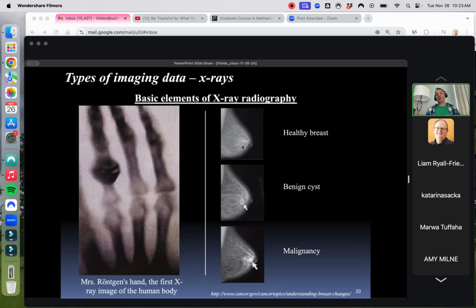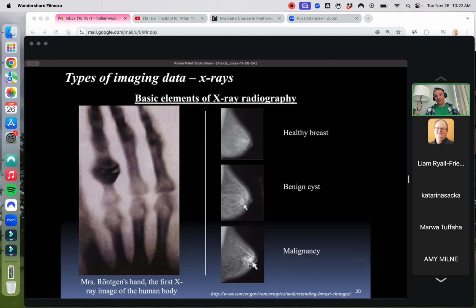But this is what an X-ray looks like for a healthy breast. Fibroglandular tissue is the whiter stuff. The adipose tissue is the grayer stuff. And then this is a benign cyst. This is a textbook example. It's well circumscribed. There's no invaginations into the surrounding tissue. So this is nothing to be concerned about.